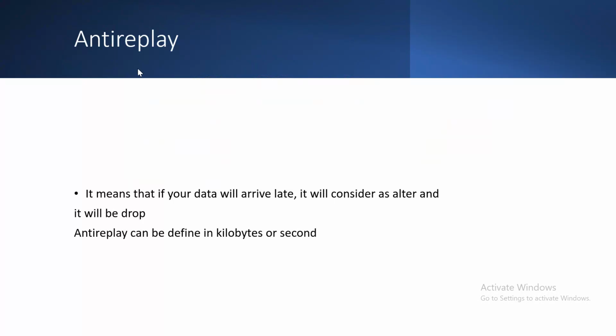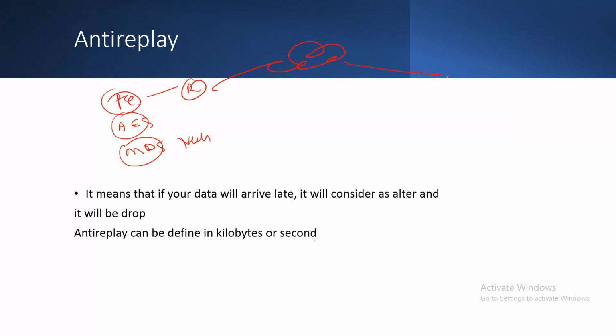Anti-replay means that if your data arrives late, it will be considered as altered, and it will be dropped. Anti-replay can be defined in kilobytes or seconds. In the same way, just now I gave AES for the encryption, MD5 for the value hashing. This is a PC, and that is branch 1 connected with the internet to another branch.